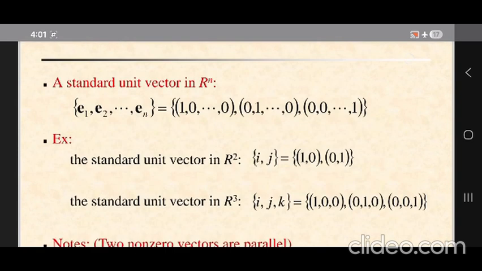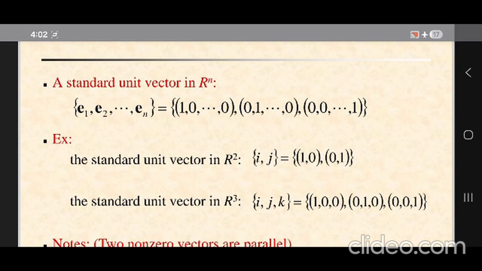The standard unit vectors in R^n. The unit vectors are denoted by the letters e1, e2, ..., en. The e1 unit vector is (1, 0, ..., 0). The e2 unit vector is (0, 1, ..., 0). And so on, the en unit vector is (0, 0, ..., 1).